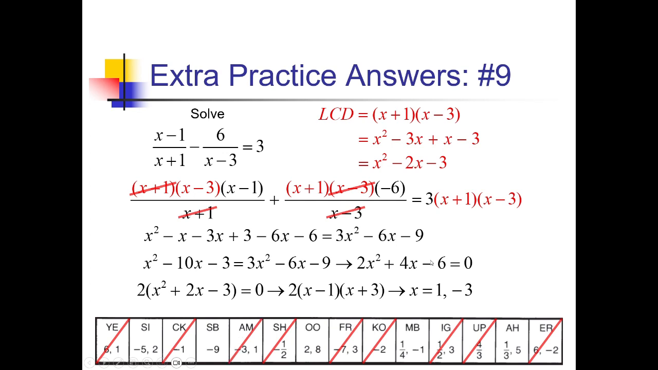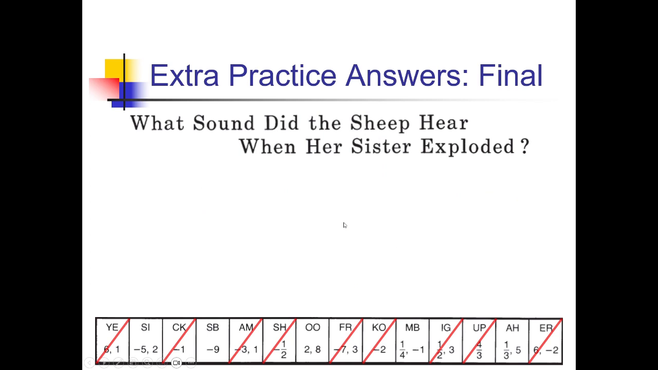And now we're ready to go ahead and solve the puzzle. So now the riddle was, what sound did the sheep hear when her sister exploded? So we've got SI and S, I guess that's sis, like sister. And then we have a B, O, O. And then we have an M as the next letter, so that's boom. And then B, A, H is ba.